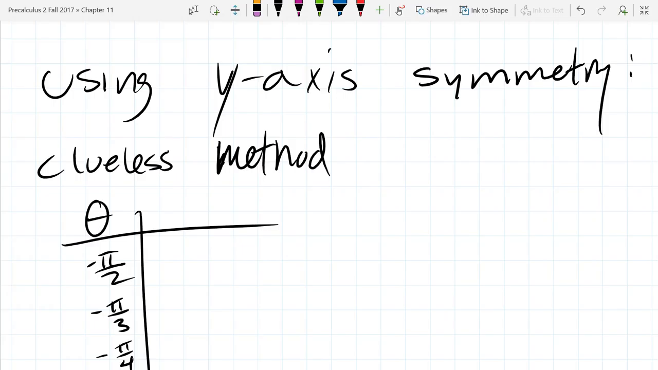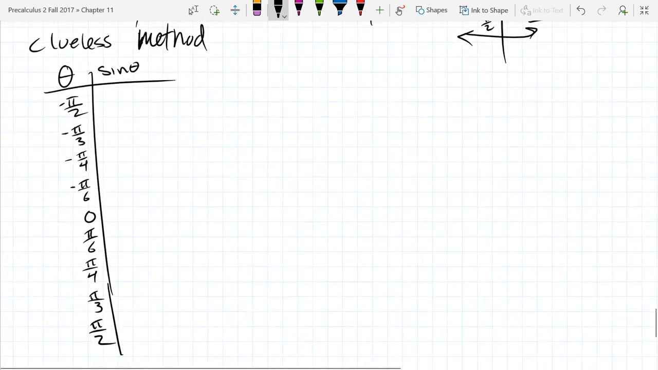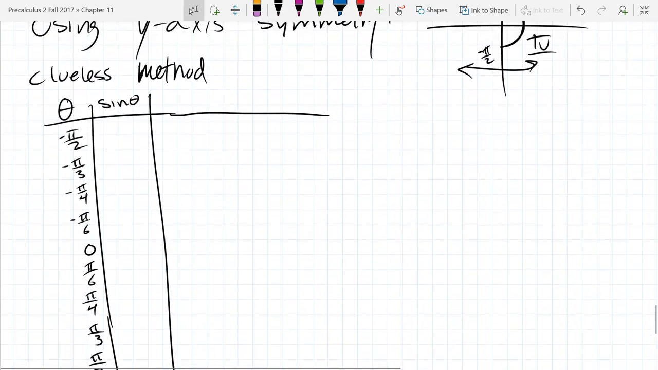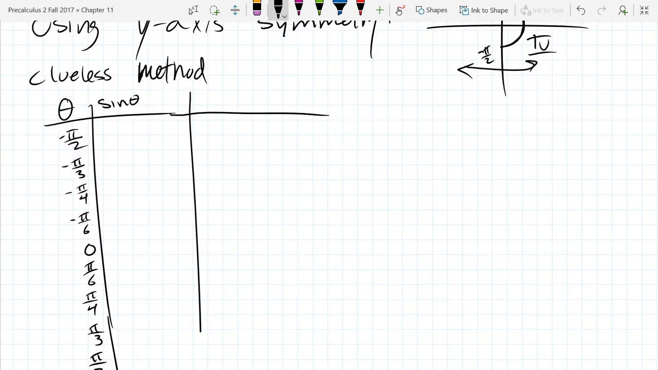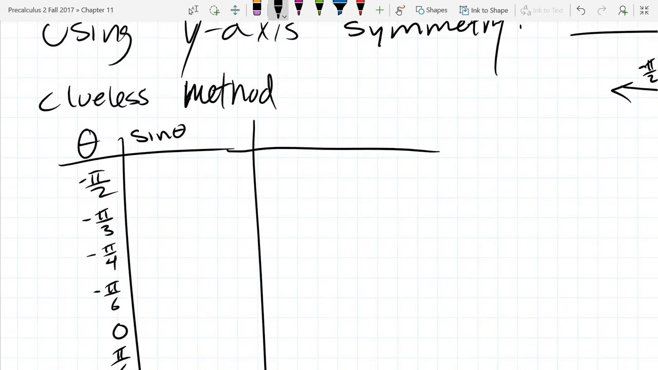Now, our function's a little bit complicated. Normally, you would write this, except I want to do this in a few steps. So instead of getting this entire thing on my first column, let's just focus on getting sine. So my first column, I'm just going to worry about sine. And leave a little extra space. We're going to put the approximate values in here as well.